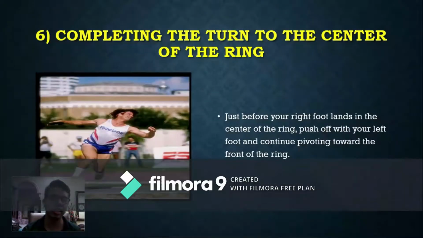Step 6. Completing the turn to the center of the ring. Just before your right foot lands in the center of the ring, push off with your left foot and continue pivoting toward the front of the ring.